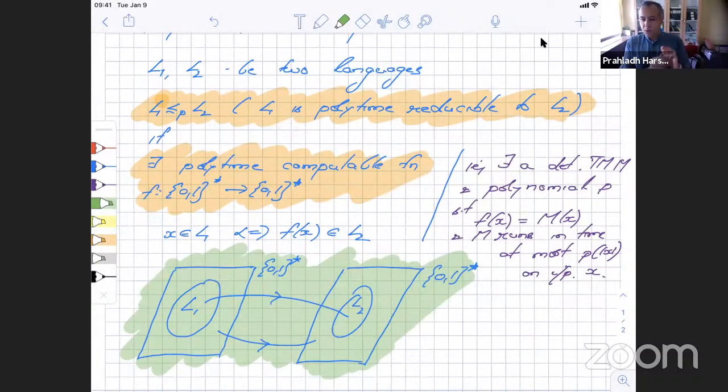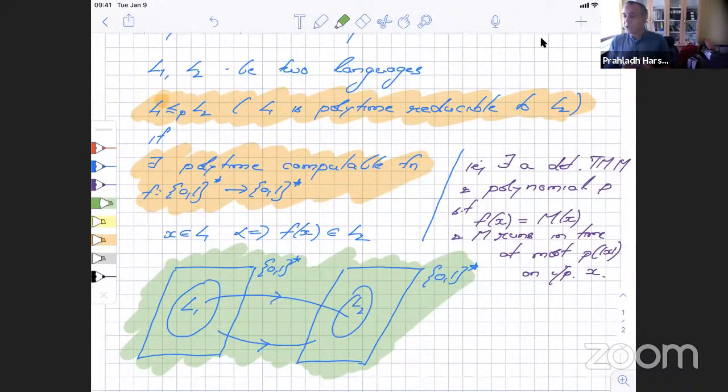You want to solve a particular problem L1. You start off with an instance x. You first compute the computable function f. Now, instead of an instance of L1, you have an instance of L2. Once you have an instance of L2, you run the algorithm for L2 and you output whatever that algorithm tells you. You don't try to massage their output in any particular fashion. If it says yes, that particular f of x is in the language L2, you output the same thing.